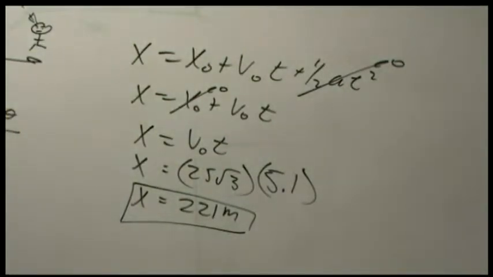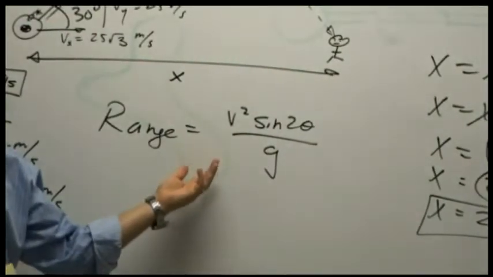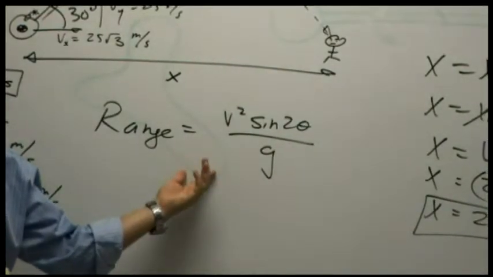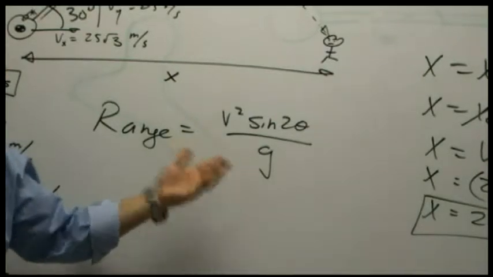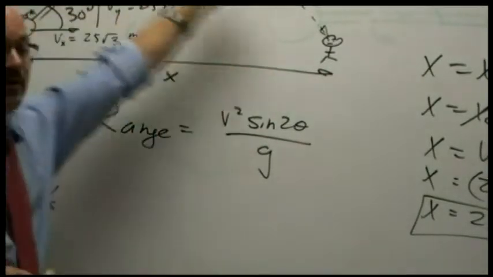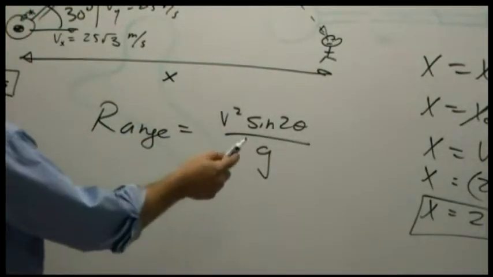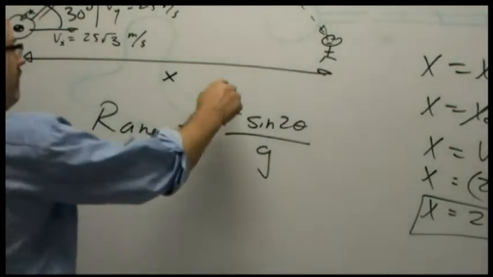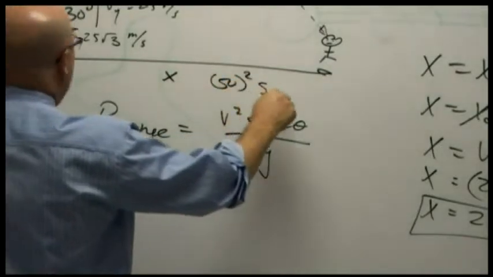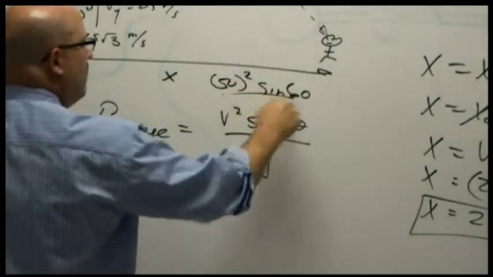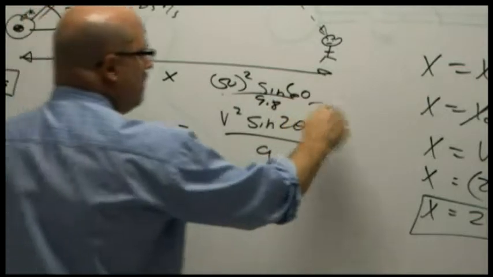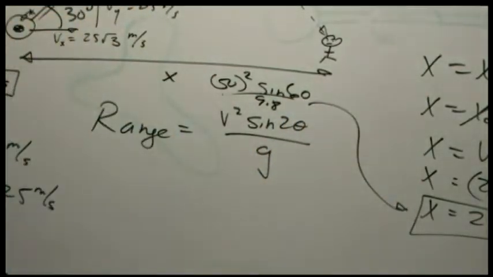221 meters. Yes. All right, if you remember this equation, you saved yourself a little time, right? Now remember, this equation only helps you with this exact problem, launch and land at the same height. So if you happen to plug in here 50 squared sine of 60 divided by 9.8, you get that answer. Same thing.